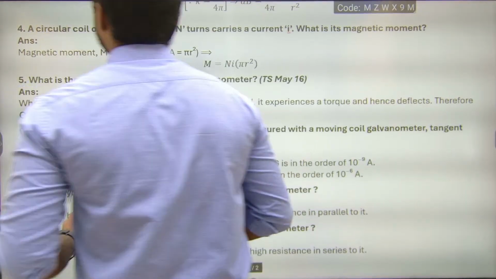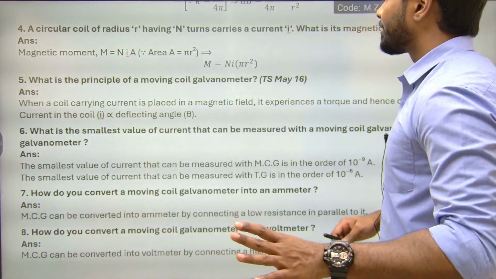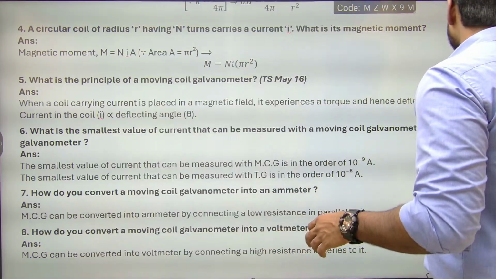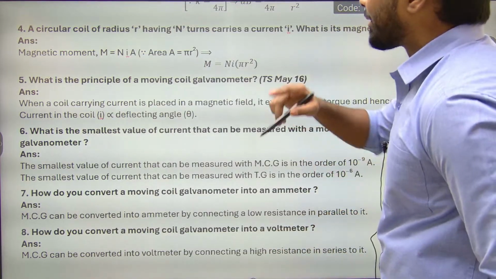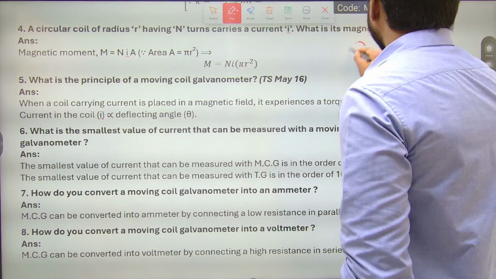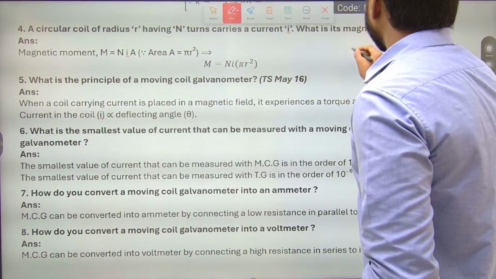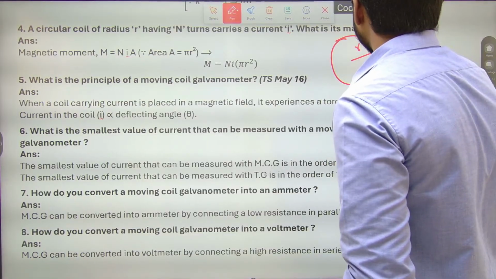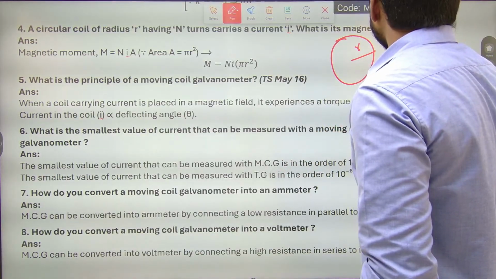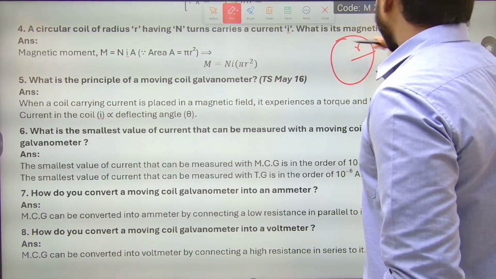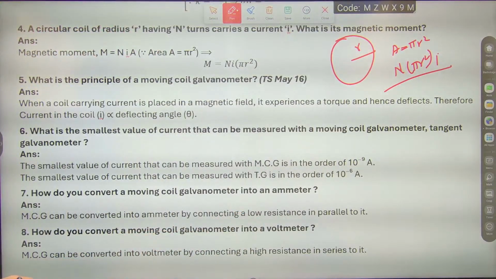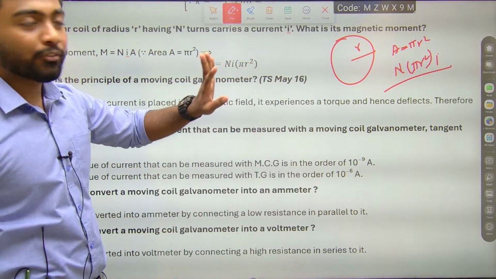A circular coil of radius r having n turns carries a current I. What is the magnetic moment? Magnetic moment they are asking. When we talk about a circular coil of radius r, it has an area pi r square, with n turns, so n into pi r square, current I. So this is the answer, magnetic moment is n I pi r square. Got it?